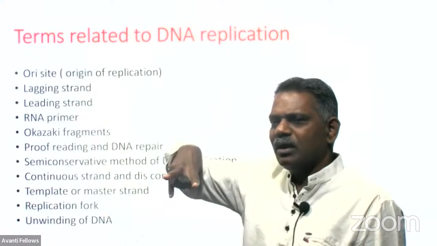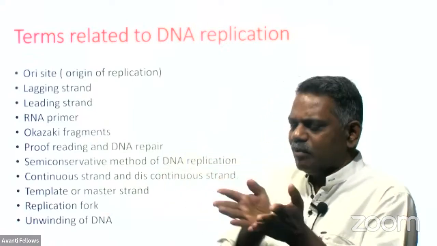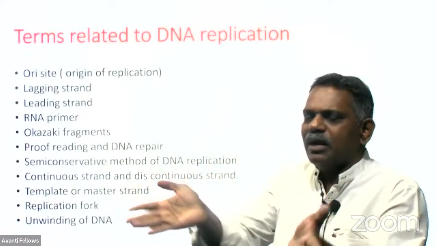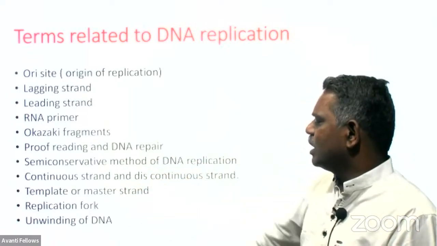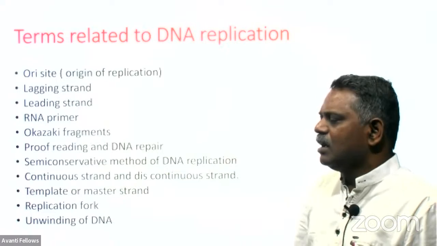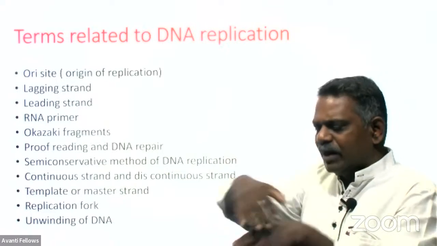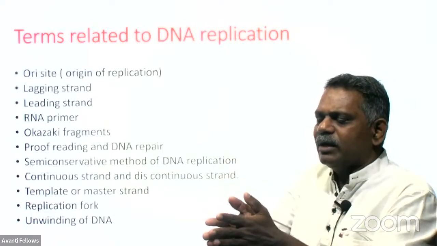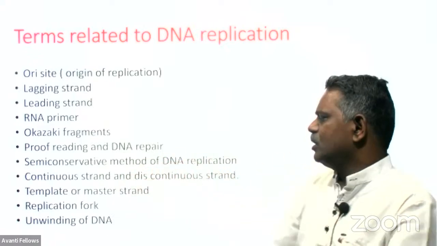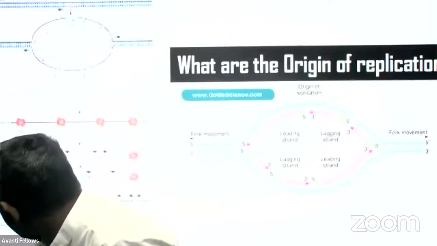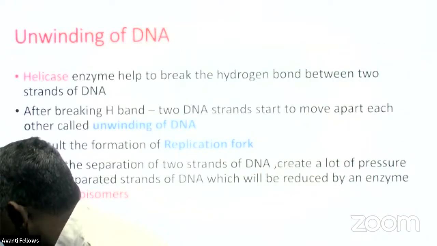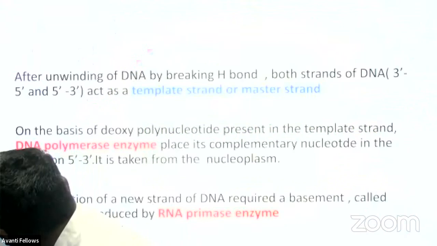Replication fork: after breaking the hydrogen bonds, both strands separate and produce a fork shape. That is called the replication fork. And unwinding of DNA: the coiled DNA, after the hydrogen bonds break, starts separating from each other, and we call it unwinding. Right? That's all about the process of DNA replication.